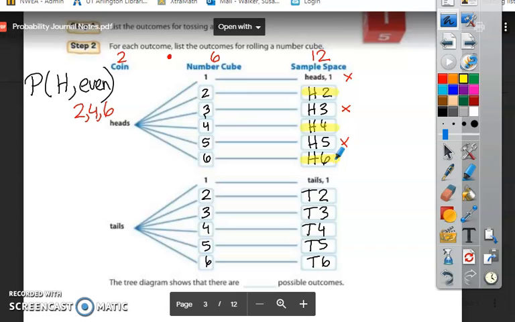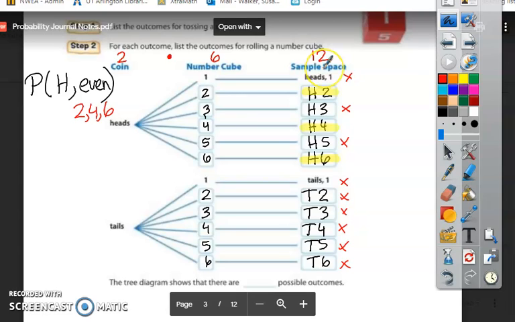Okay? So then I have my tails. Remember, I need heads with an even. Well, this is tails. Nope, nope, nope, nope, nope, nope. None of these are heads. Okay, so this goes all the way. So we're needing 2 things here because, guys, we're doing 2 things. I need a heads first, and then I need an even.